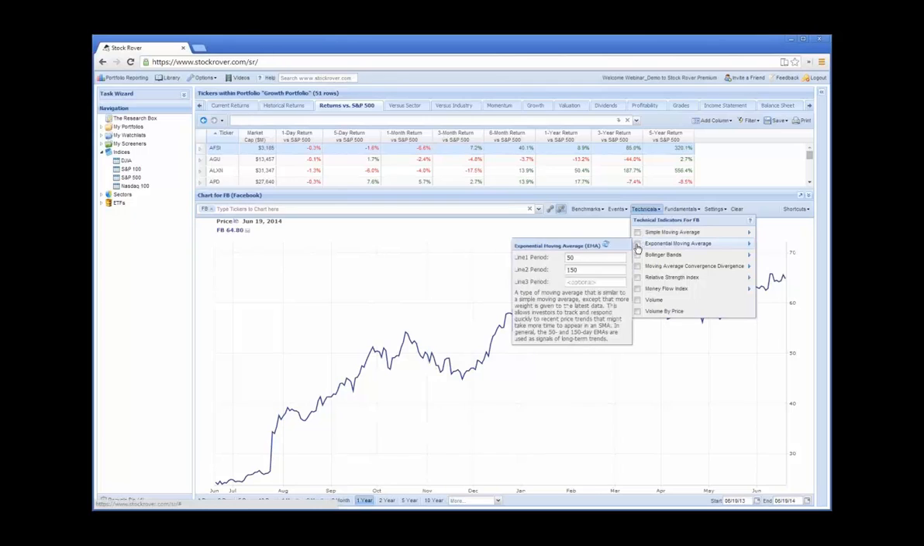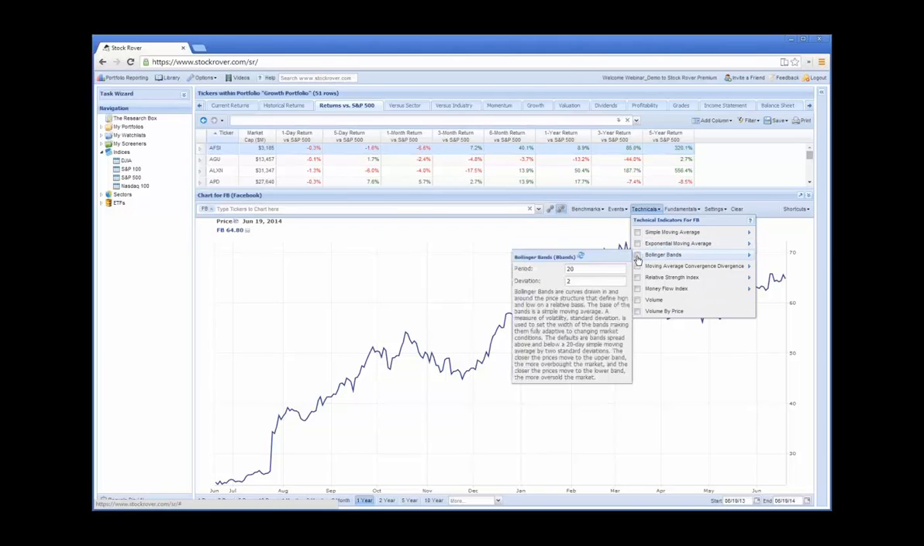So the exponential moving average I'm not going to go over because it is very similar. You can also have 3 lines. You can change the periods. Just know that it uses not an even weighting for the average. It uses a weighted average where the most recent price days are weighted more heavily. So it's a little bit more receptive to changes in momentum. But other than that, you pretty much interpret it the exact same way as the simple moving average.